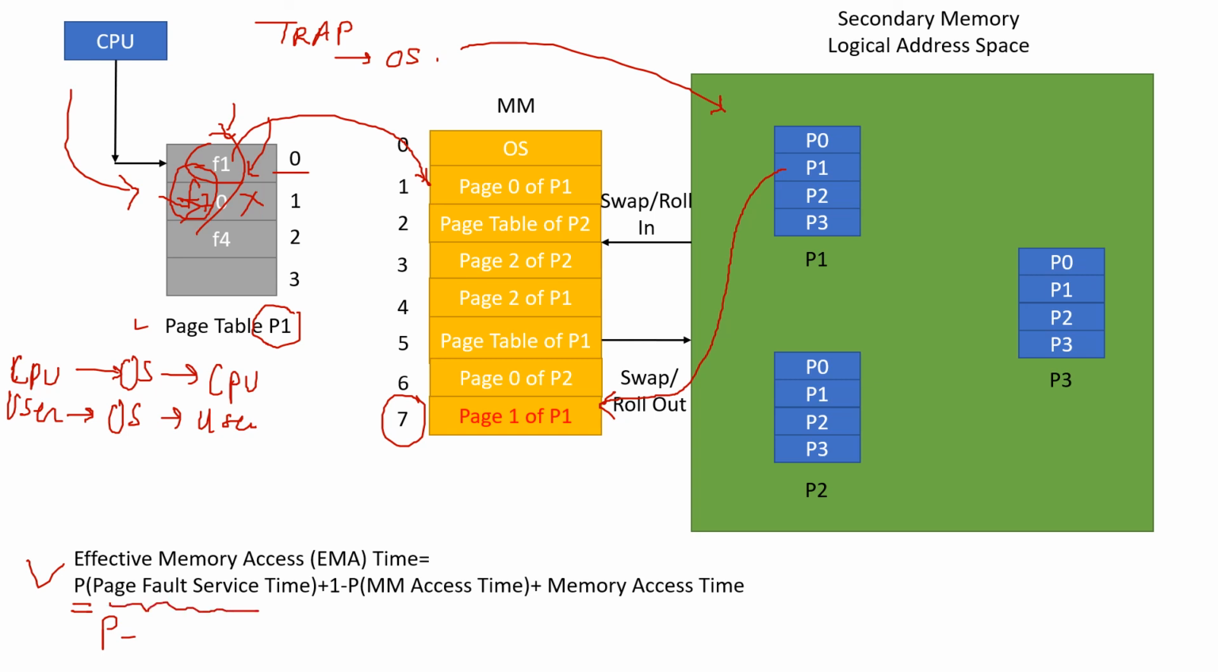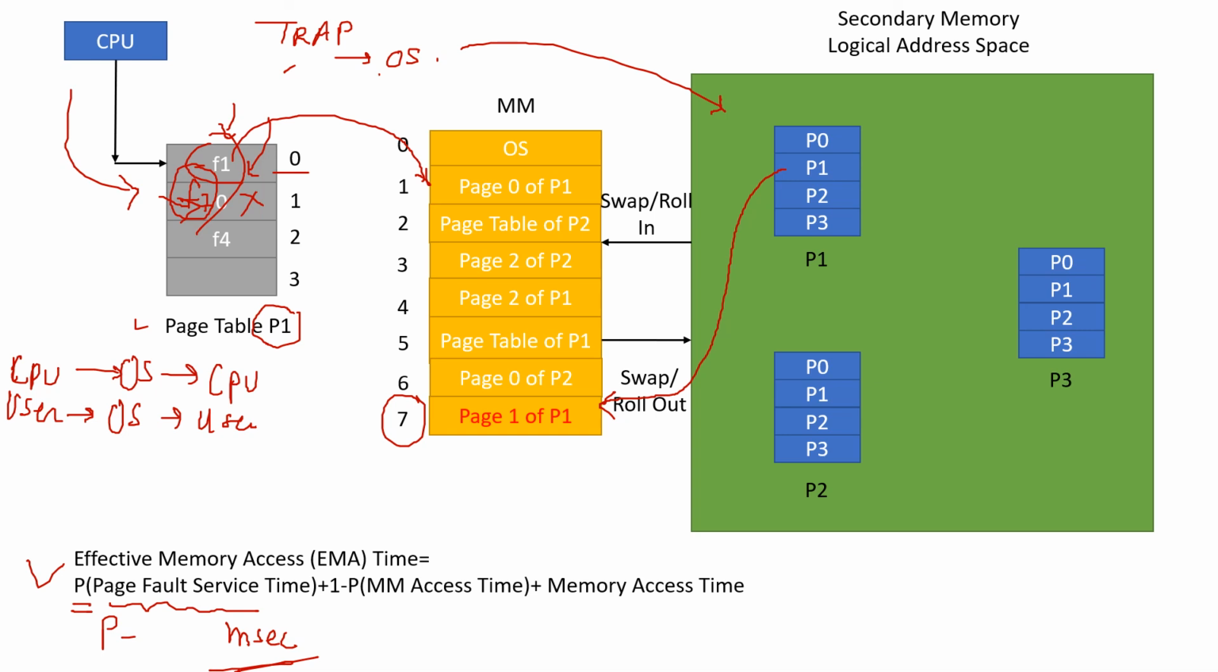Whenever the page fault occurs, what is the procedure? The context switching will happen, then the OS will go to secondary memory, fetch the page and copy it into the main memory, and after that it will update the page table. This requires a considerable amount of time, which is called page fault service time. Generally it is in milliseconds.